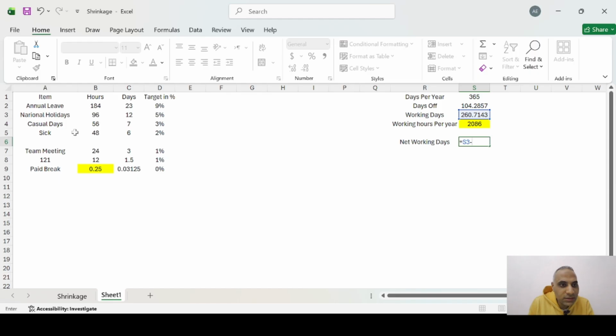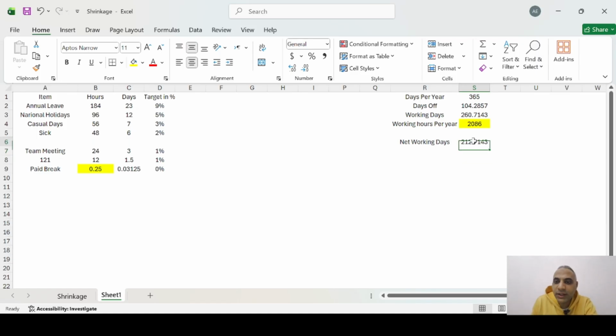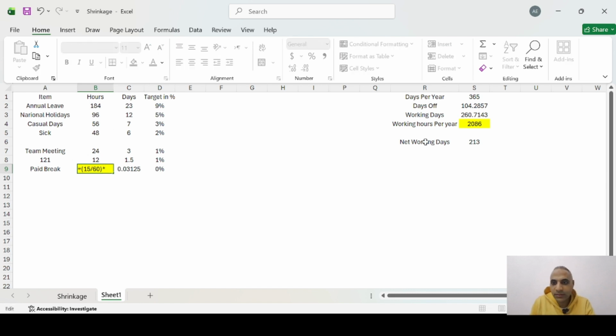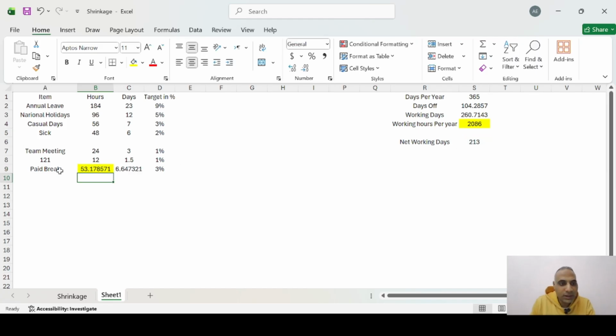Let's deduct the total of the out of office days from it. So right now we have the net working days 213 days. So the 0.25 supposed to be multiplied by the 213. We have here 53 hours per year. They are exactly giving us like 6.6 days and 3% as shrinkage target.